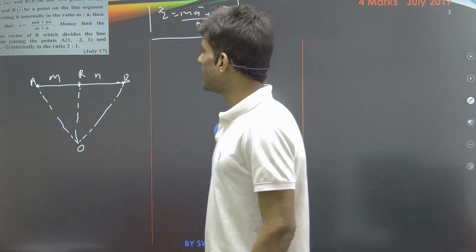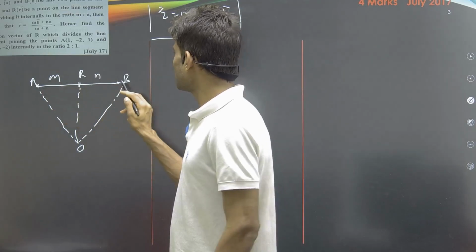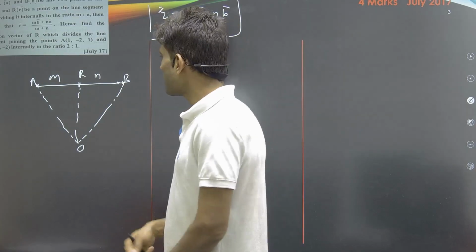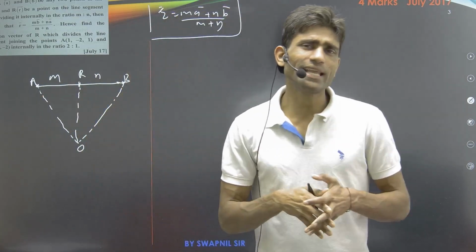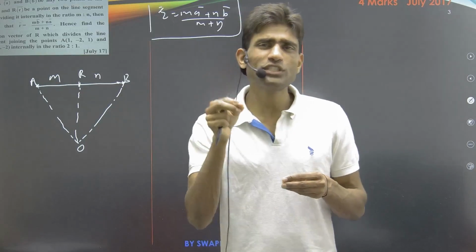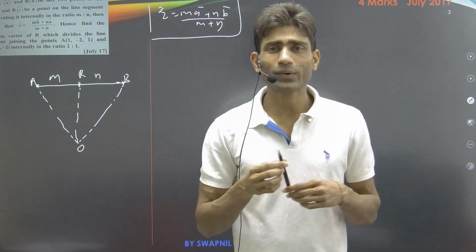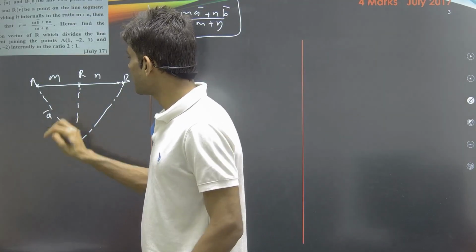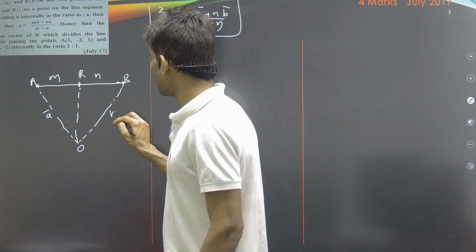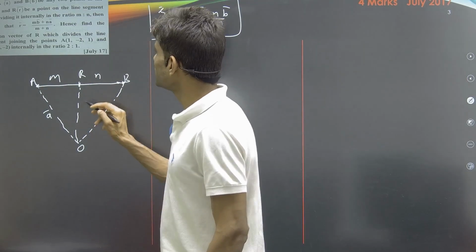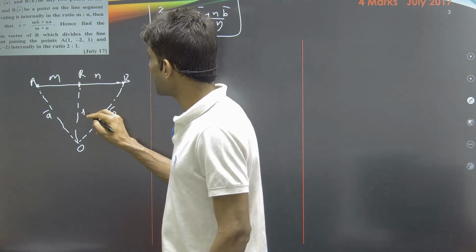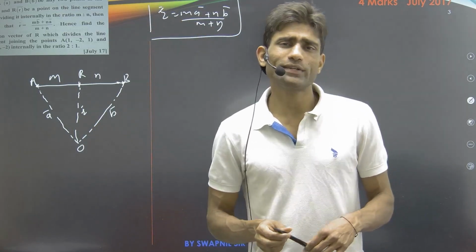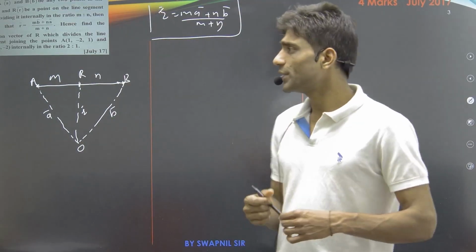Now we can see that here we have line segment AB, which is divided by R internally. Now see that if we have vertices A, there always exists a position vector for that vertex. That means vertex A has position vector A bar, vertex B has position vector B bar, and vertex R has position vector R bar. Now using our given data, we are going to prove our section formula for internal division.